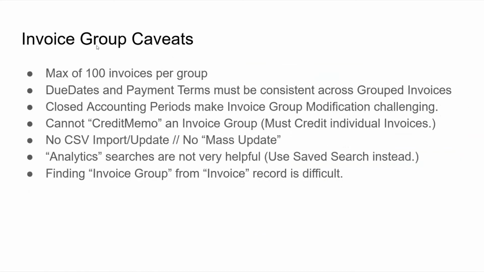Okay, some caveats to these things that I found. You can only group up to 100 invoices per group. Due dates and your payment terms need to be consistent across the group. So like, if you get 20 invoices and the due dates are all over the place, if I remember right, NetSuite just picks one of the due dates. I can't remember which one, but it picks one and sets the group to that due date.